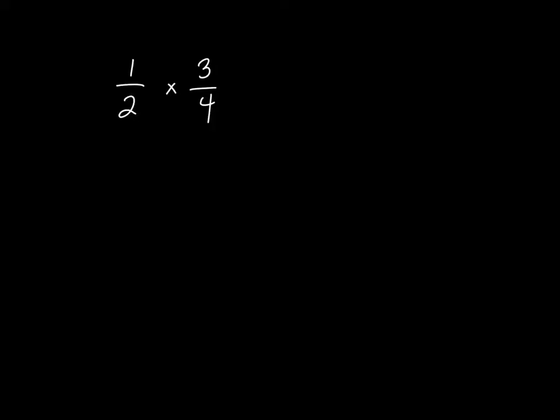When adding and subtracting fractions, we had to get a common denominator. However, with multiplying fractions, this is not the case. You just multiply the numerators together and you multiply the denominators together. So 1 times 3 is 3. 2 times 4 is 8. That would be 3/8.